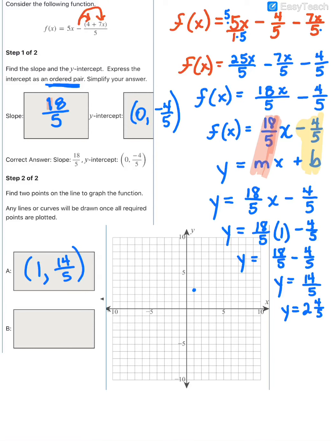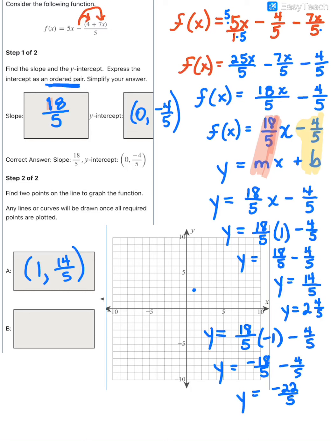Okay, so then I'll do a second point. Again, that's really your choice. You can go with +2, or if you want to go to the negative side, you could do -1. It's really up to you, whatever you want to do. I'll go ahead and go with a -1 this time, just to show points on the other side. So in that case, I get -18/5 minus my 4/5. And when I combine those together, I get -22/5. And so again, for purposes of writing the ordered pair, they're going to want you to leave it as -22/5.